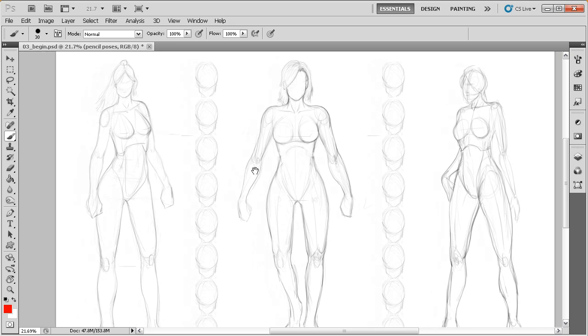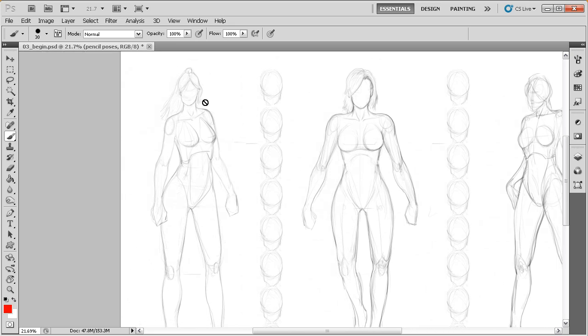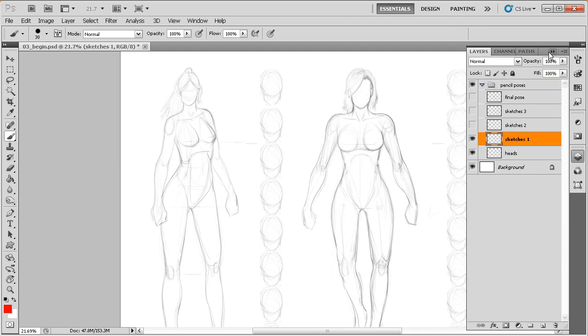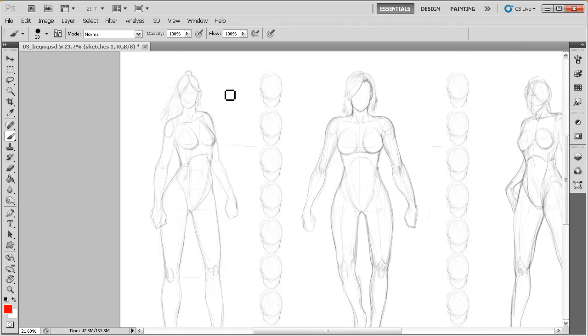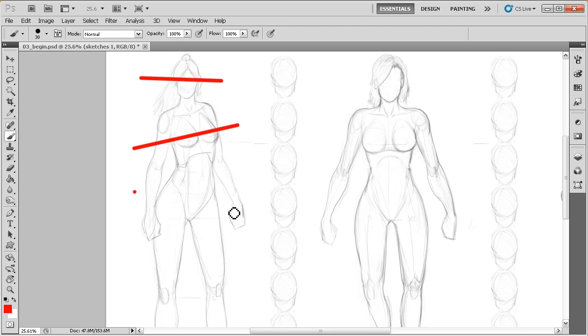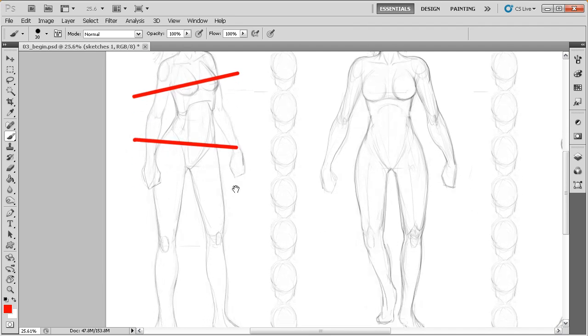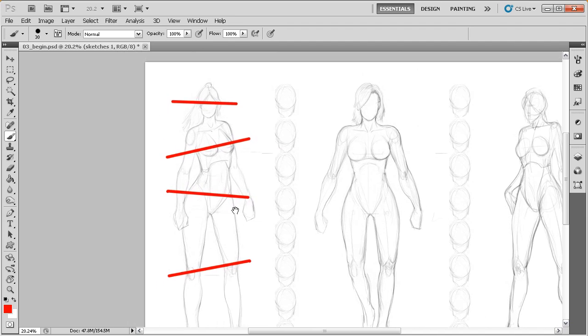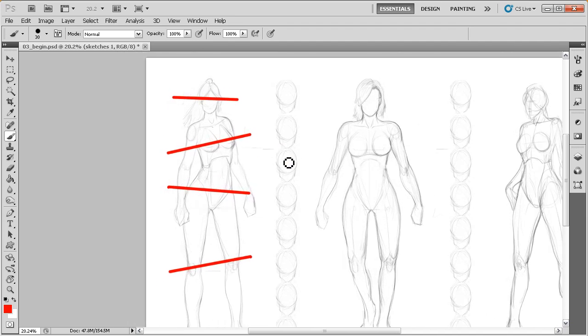I'm going to go ahead and shift our attention over to the pose here on the left. Now, let me go ahead and select that layer again. I'm just going to draw right on top of these sketches. We're going to draw the same lines here. We're going to draw another line through our model's ears right here. And let's draw another one through her torso. Let's draw one through her hips. And we'll draw one through her knees. Now, with that done, let's go ahead and pay attention to the pattern that we've made here.